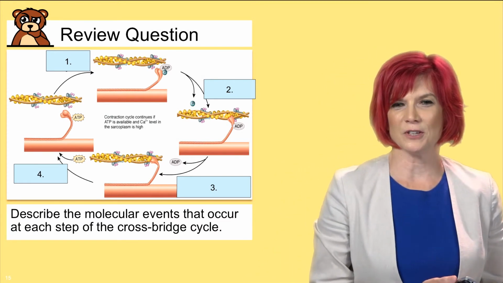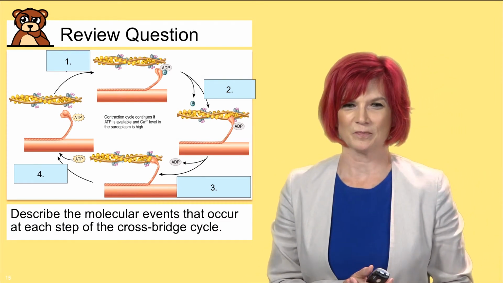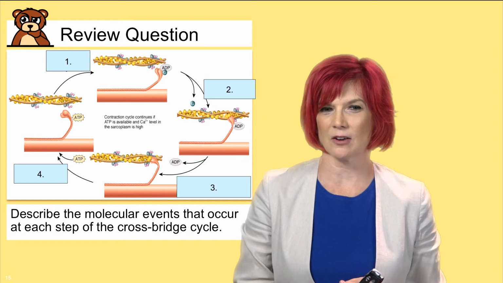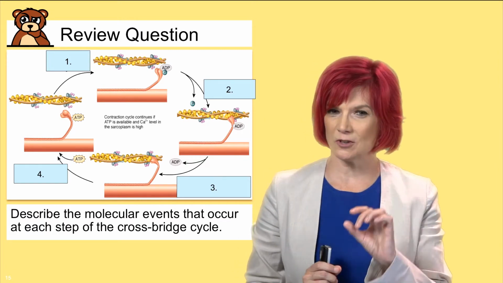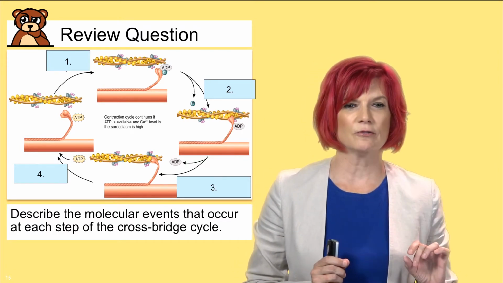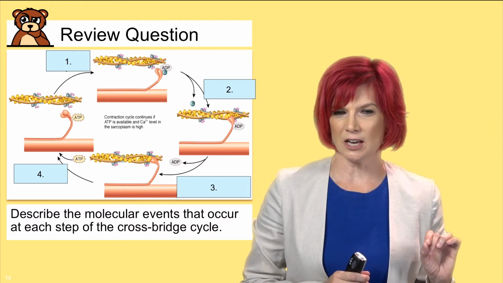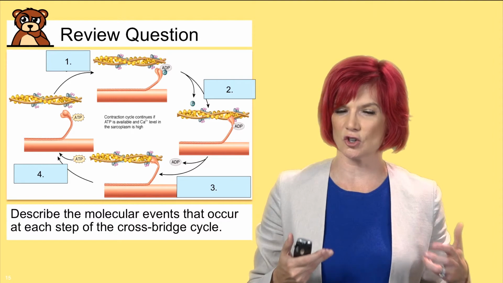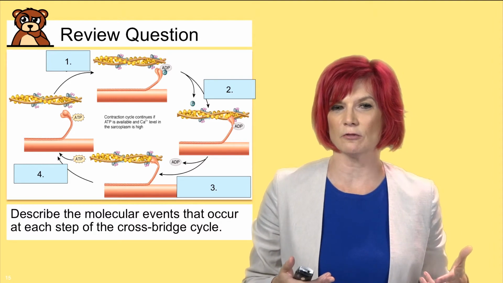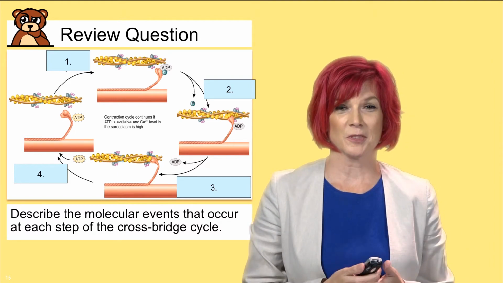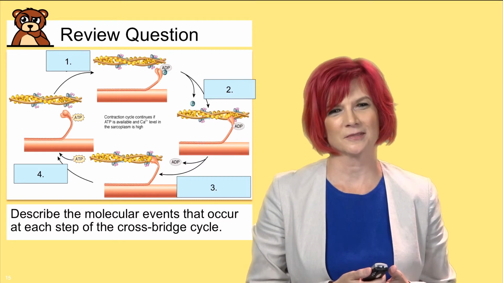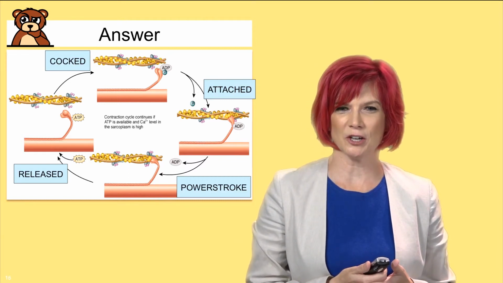Now that you've watched a video, here's a review question. Shown on this schematic diagram are 4 individual stages of the cross-bridge cycle. Label each stage and describe how they contribute to skeletal muscle force production. Think about it. The answer is shown here.